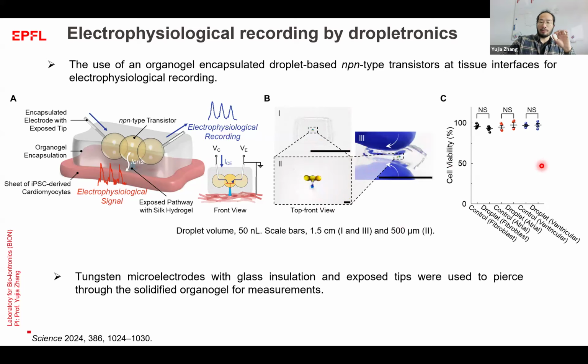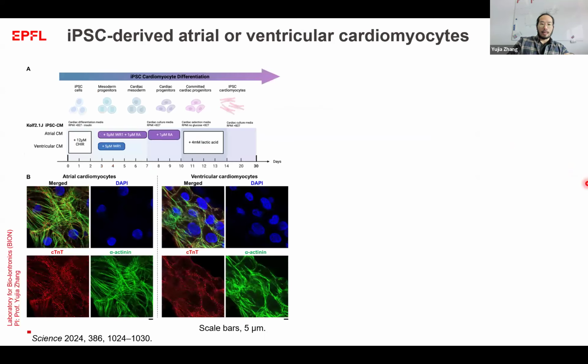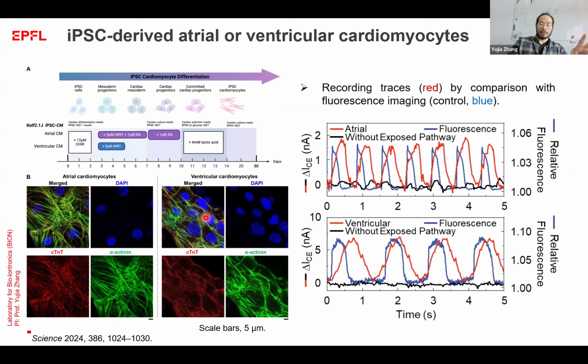But overall, the device is flexible, of course, but it's also very well compatible. We didn't observe any hazardous effects when contacting this Dropletronic device with all types of cells. And this is the benefit of iPSC cardiomyocytes. We can derive that into both atrial or ventricular cardiomyocytes, and they have significantly different beating patterns, which we can monitor by using Dropletronic transistors, as shown on the right-hand side.